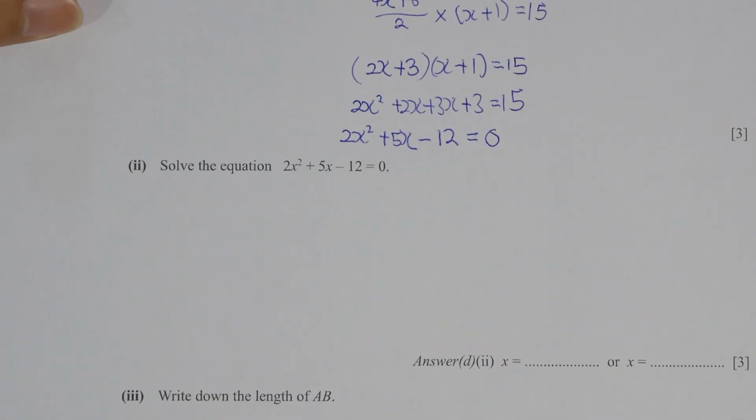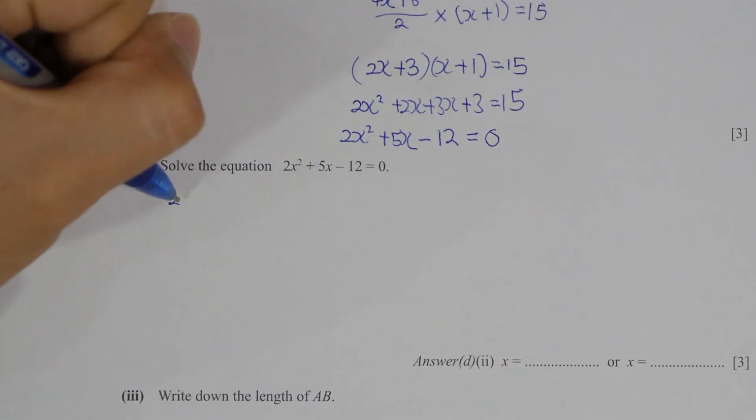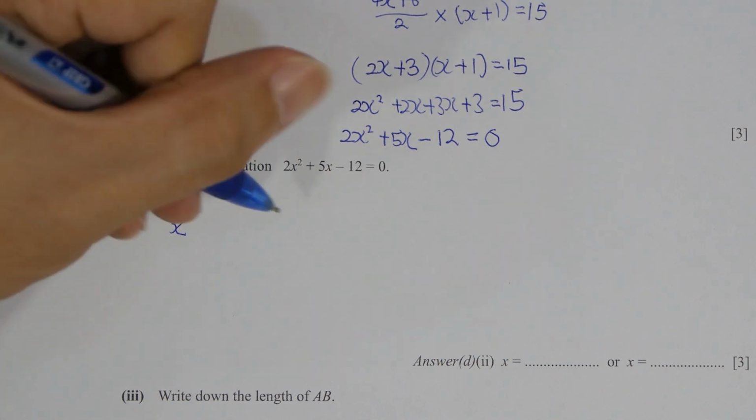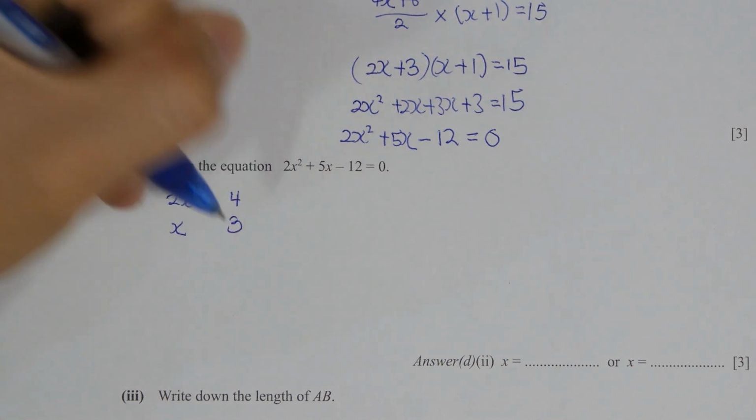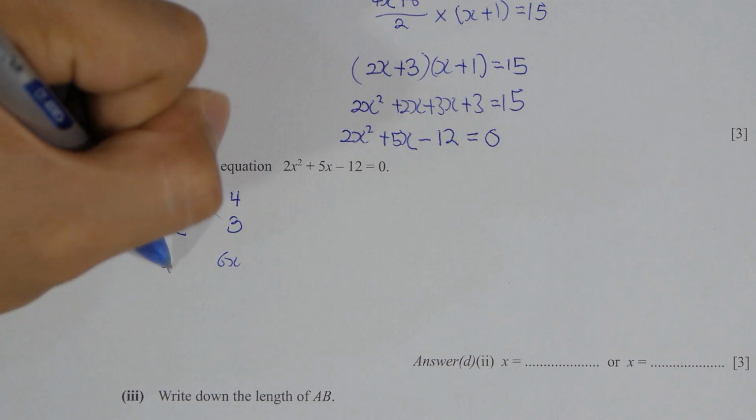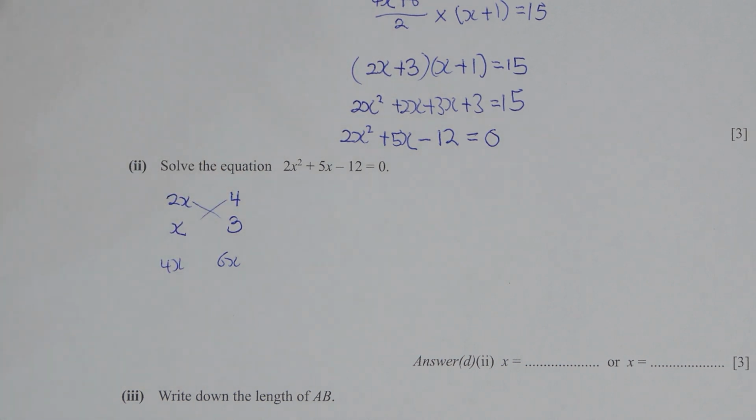So solve the equation. Simply factorize it. I use this cross multiplication solving method, and I will get x equals negative 4 or x equals 3 over 2.